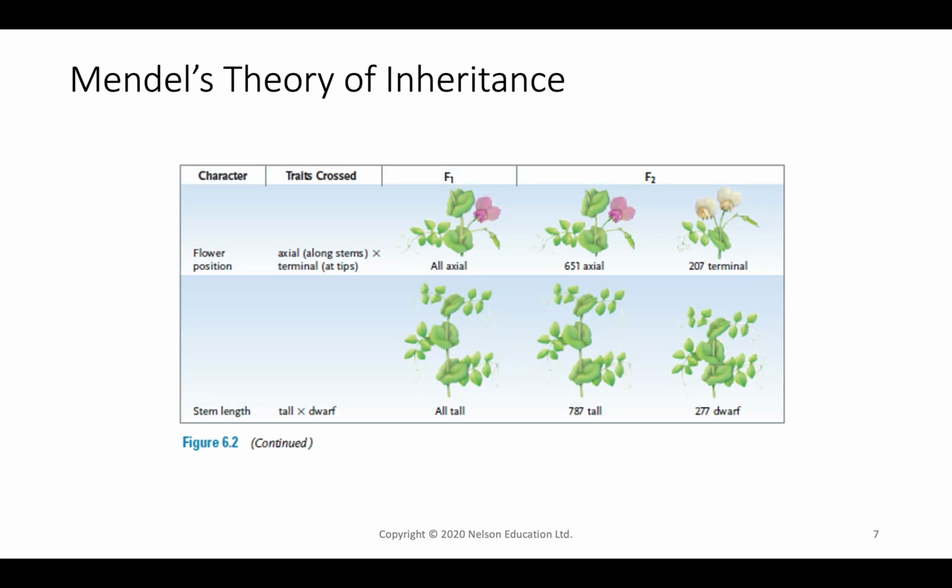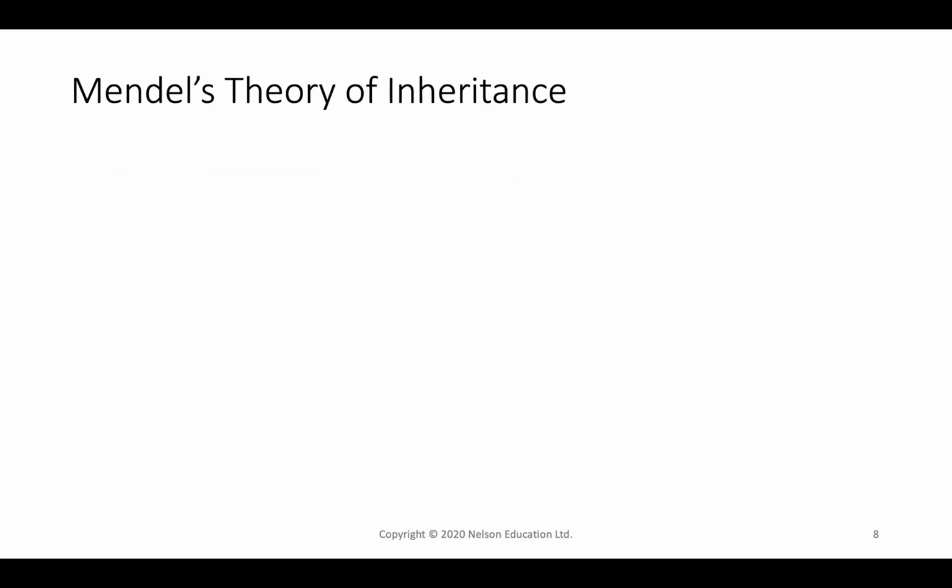Okay, so this is just showing a little bit more of the different traits crossed here if we're looking at the flower position, axial versus terminal, tall versus dwarf, etc. And all of these are dominant and recessive characteristics. So there's other ways that these genes could interact, but this is the simplest way that genes can interact. One is stronger than the other. One dominates over the other.